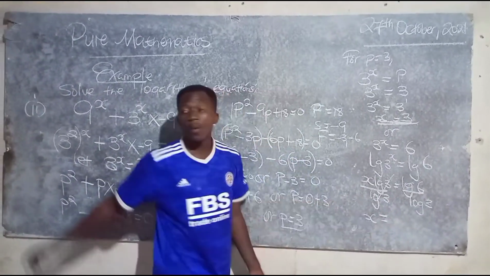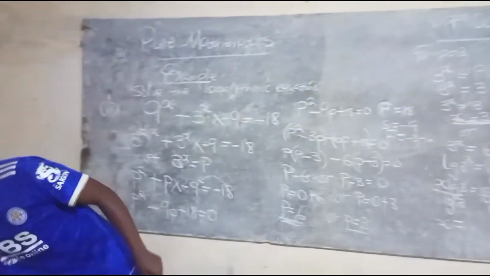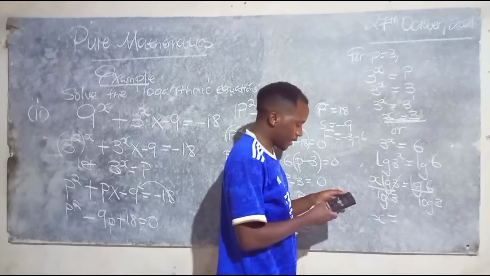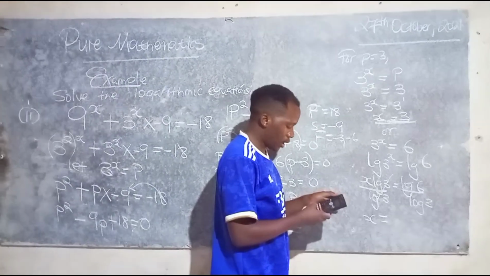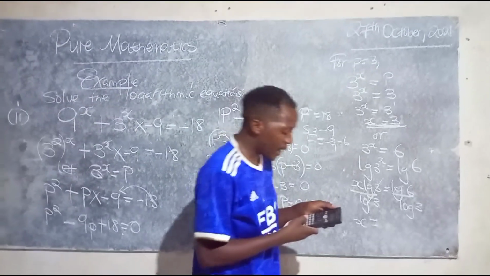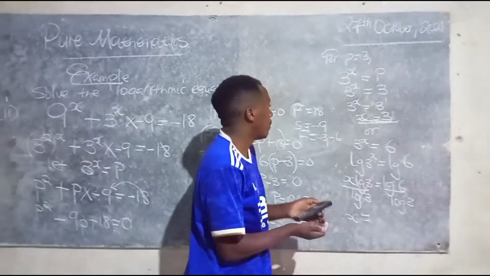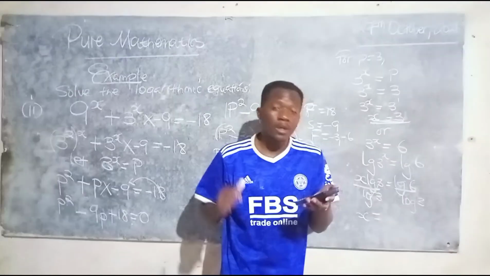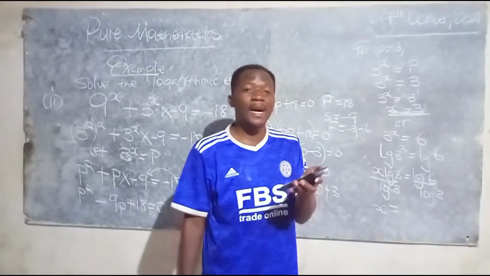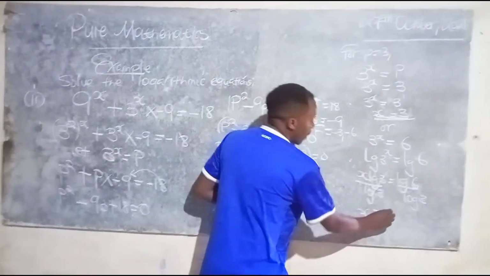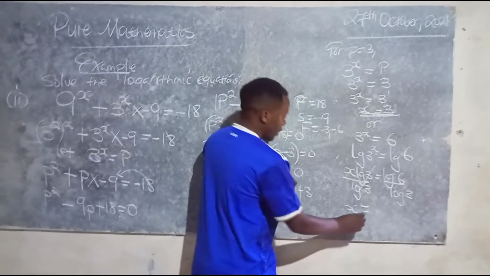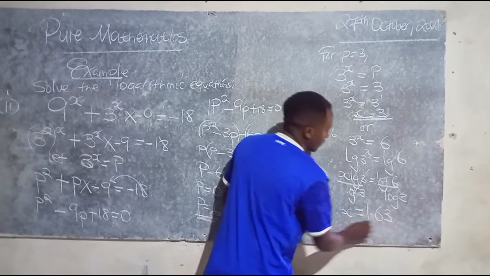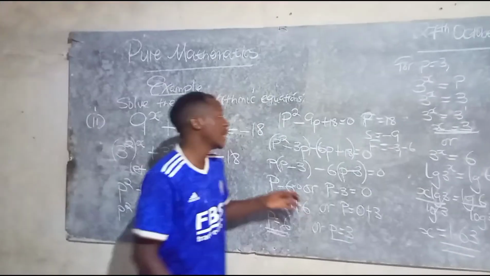So finally, we are going to evaluate using a calculator, where we're going to say log 6 divided by log 3. On the calculator, it gives 1.63, and the numbers keep on recurring. So we are going to give the answer correct to 2 decimal places, that is 1.63. So these are the correct answers.